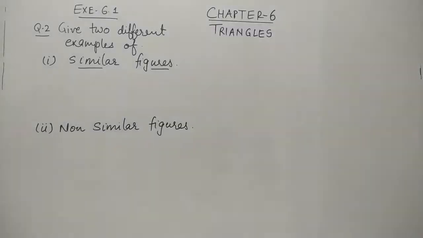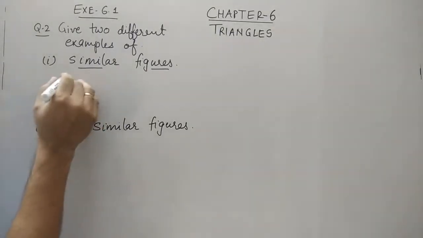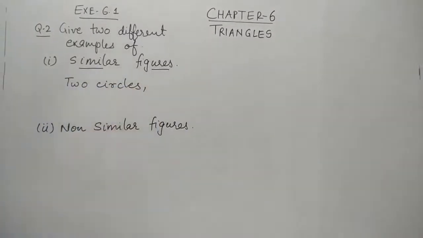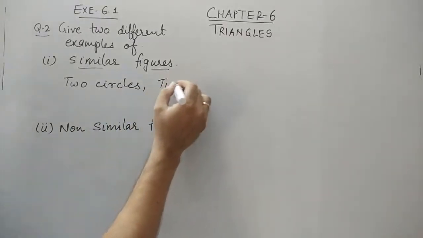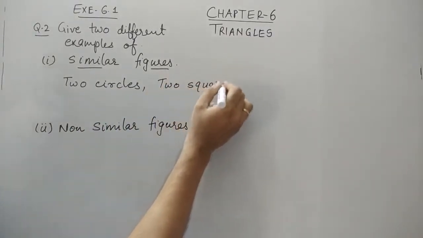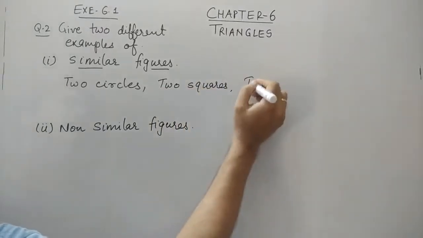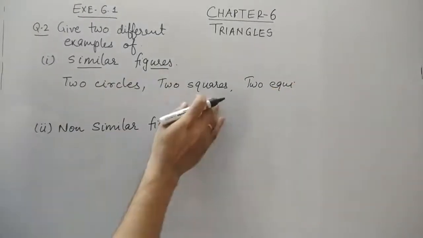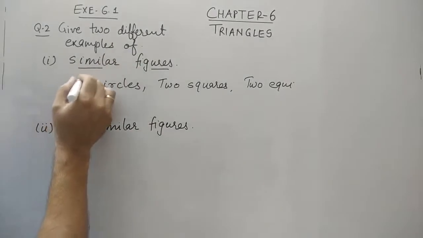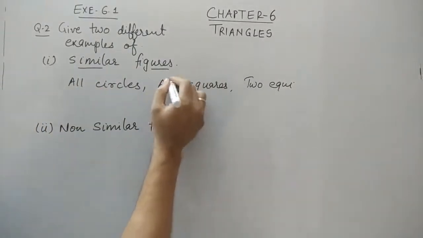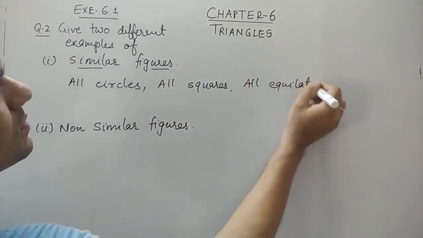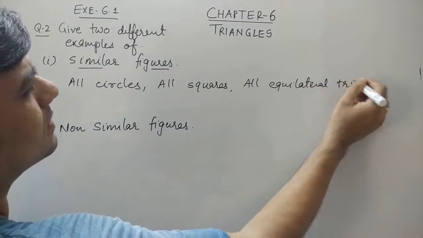Let's see the second number. We have to give two different examples of similar figures. So we can say two circles, as we discussed earlier, are similar figures. Squares also are similar figures. And we can say two equilateral triangles also. It's not only two, we can say all the circles, all the squares; instead of two, we can write that also. All circles, all squares, and all equilateral triangles, they all are similar figures.